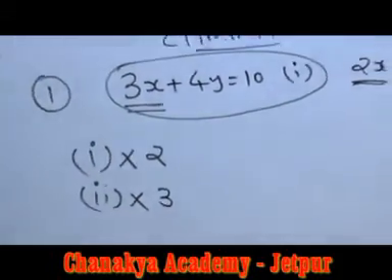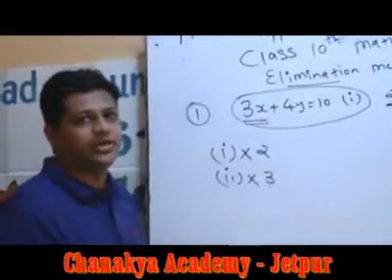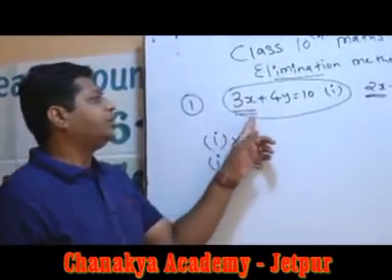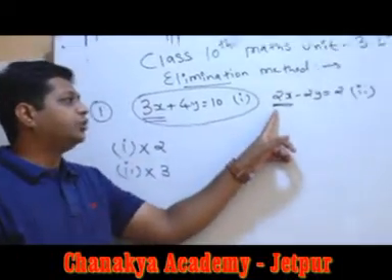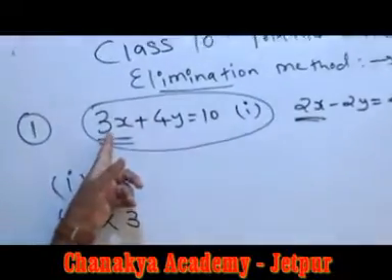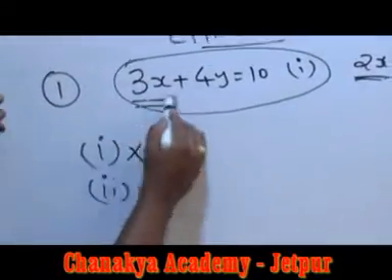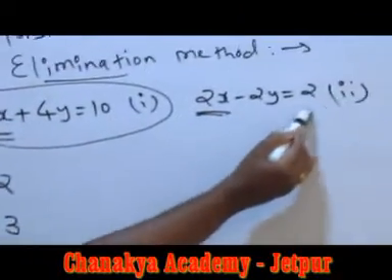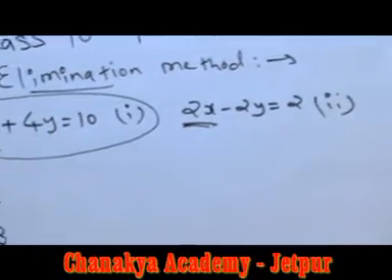Okay students, we are interchangeably multiplying the constants. Equation 1 is multiplied by 2, equation 2 is multiplied by 3, the coefficient of x in equation number 1.